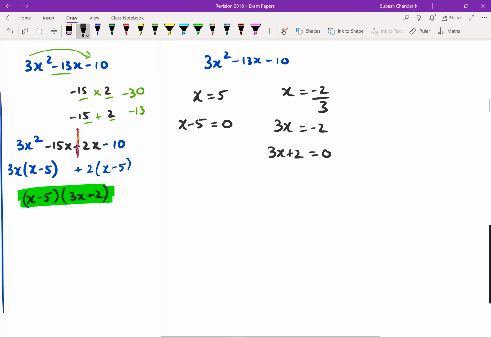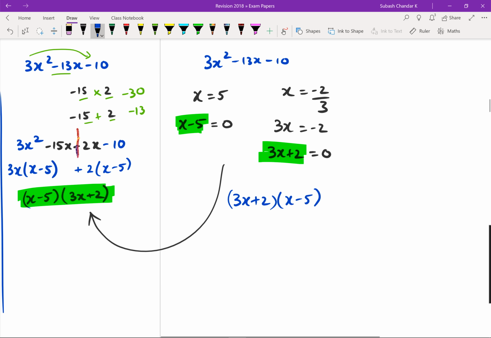So what I'm doing is I'm almost going backwards to here, and what you should see is that we've actually got our two factors right there. And a good way to check that these are our two factors is by just doing the first term and the last term. So if I do 3x multiplied by x, I get 3x squared. And if I do plus 2 multiplied by minus 5, I get minus 10. So that's how I know that these two factors are correct.